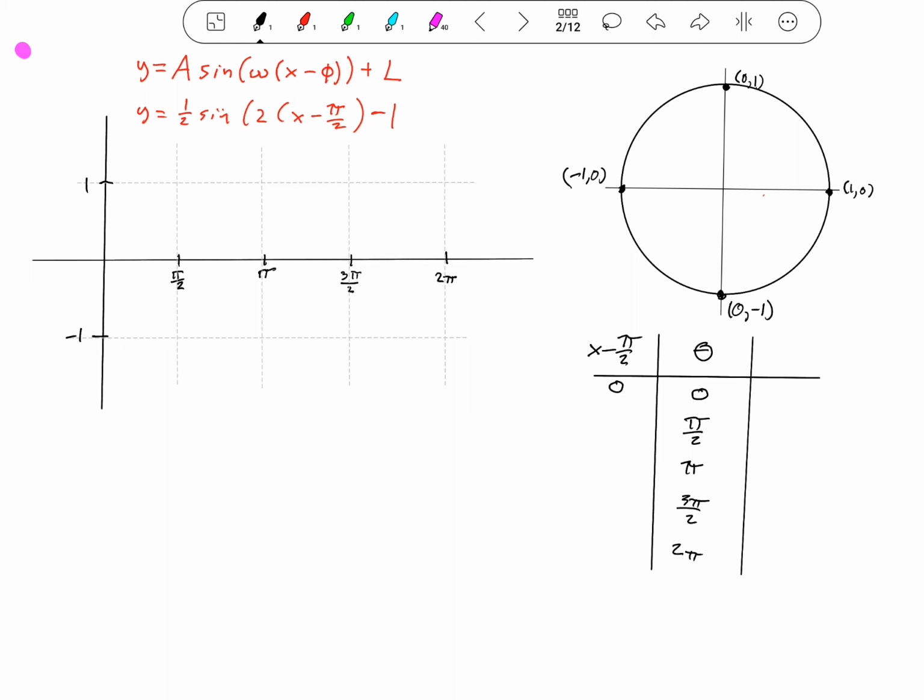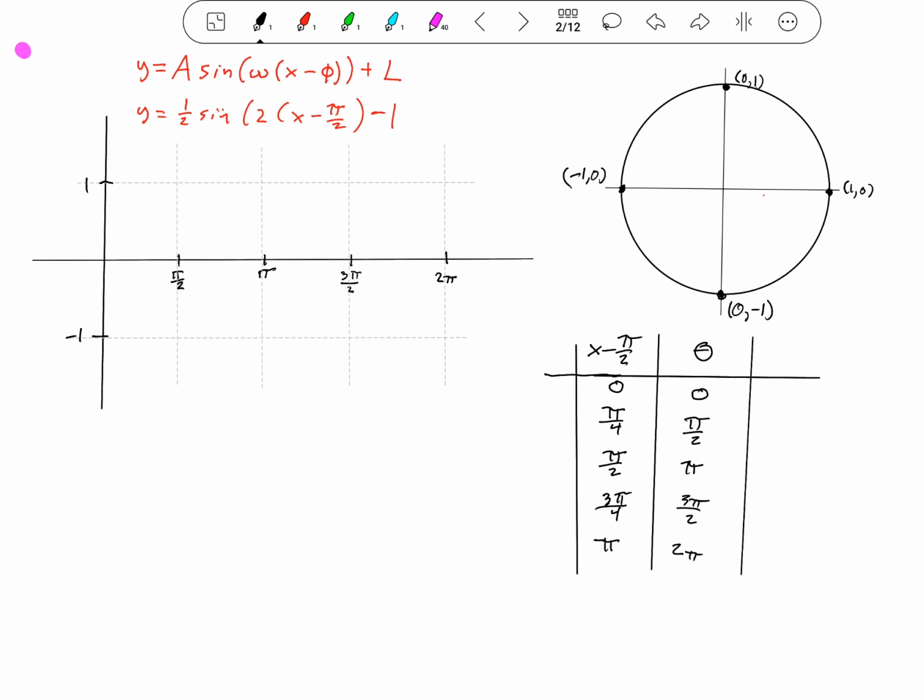To get to pi over 2, x minus pi over 2 would have to be pi over 4. To get to pi, my x minus pi over 2 would have to be pi over 2, because pi over 2 times 2 is pi. Then 3 pi over 4, because 3 pi over 4 times 2 is 3 pi over 2. And finally pi, because pi times 2 is 2 pi.